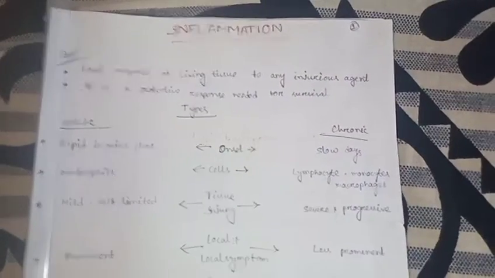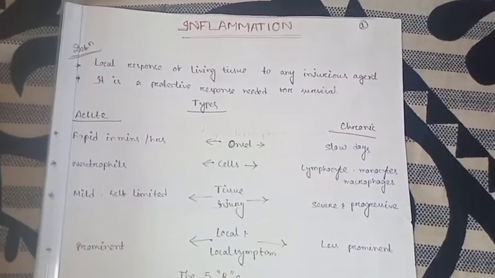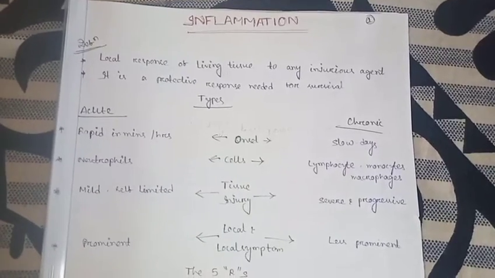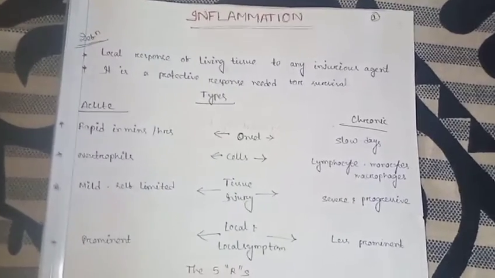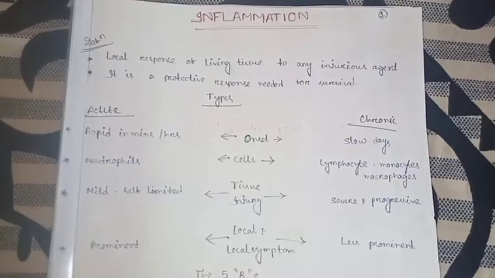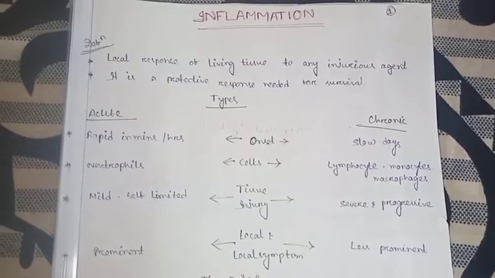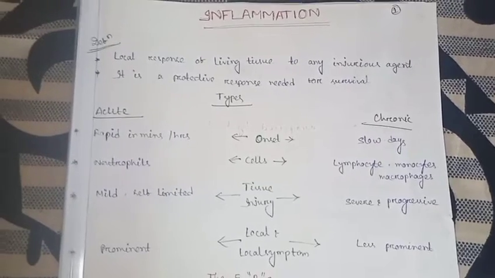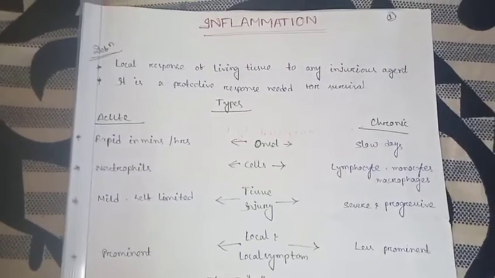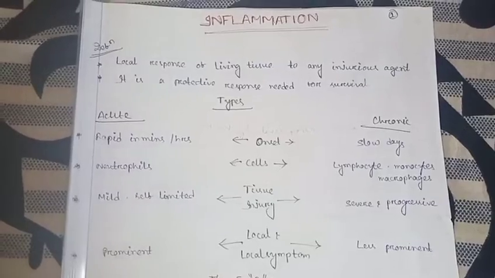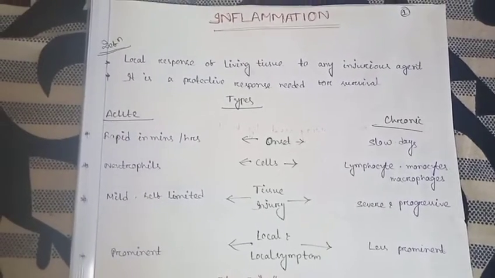Today we will discuss the topic of inflammation, both acute and chronic inflammation. We will be studying accordingly. So what is the definition of inflammation? Inflammation is the local response of living tissue to any injurious agent. It is a protective response needed for survival. That means it is the protective response of our body against an injurious agent.